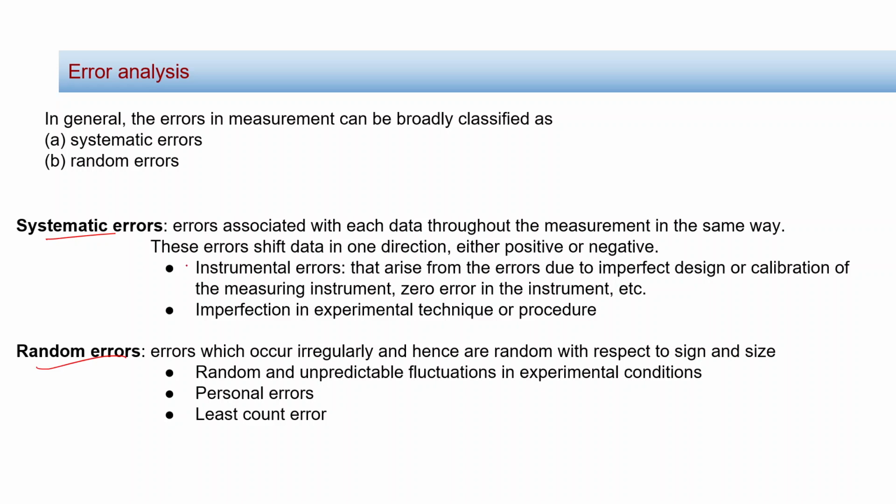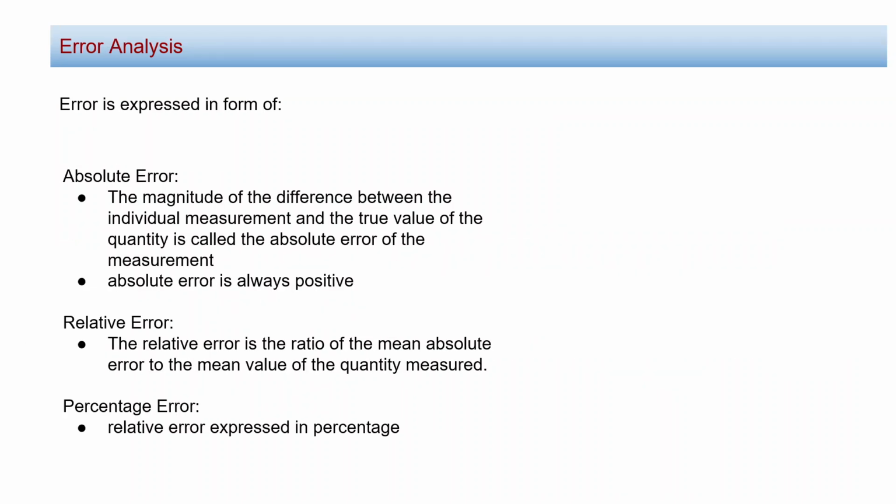Let's move to the calculation part which we need. Mathematically we calculate error in three forms. One is absolute error, second is relative error, third is percentage error. Absolute error is the magnitude of the difference between the individual measurement and the true value of the quantity.